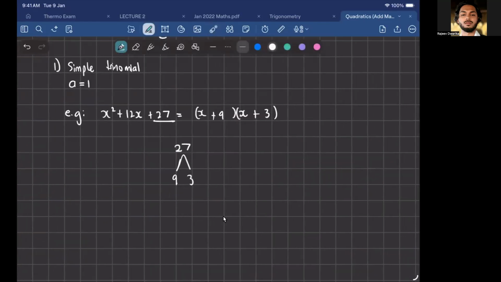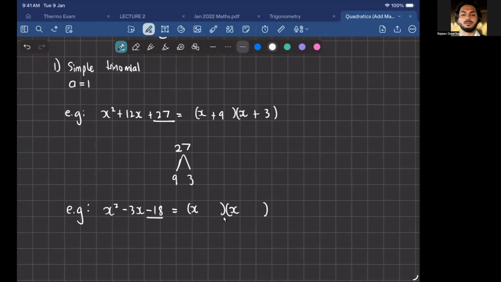Let me go on to the next one. Suppose it was, I'm going to raise the stakes a bit. What if it was x squared minus 3x minus 18? Zachary, let's give it a crack. First things first, is it a simple trinomial? Yes, sir. Because A is equal to 1. So to get back x squared, that's just x by x, put x by x there.